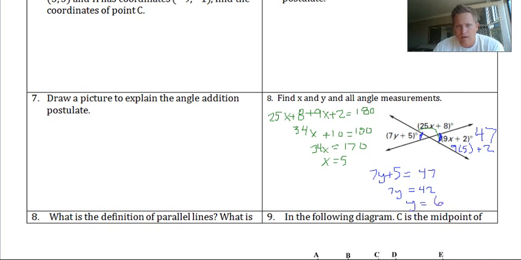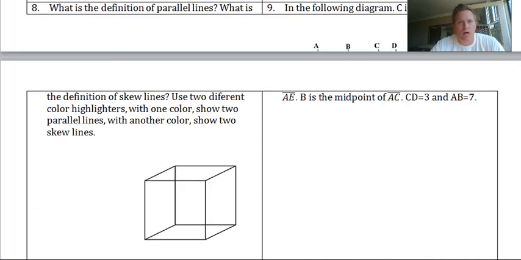So I have x is 5, y is 6, and all the angle measurements, well, if that's 47, this one has to be 47, and we know that they make a supplementary value, so this one right here has to be 133. I just did 180 minus that, or again, I could just plug x in to be able to figure it out. Okay, problem just like that on the test. Alright, so on number 8, kind of got cut off with this question that we have right here.